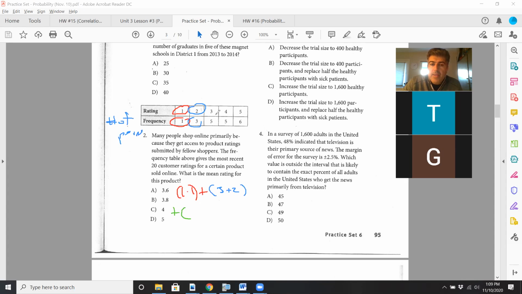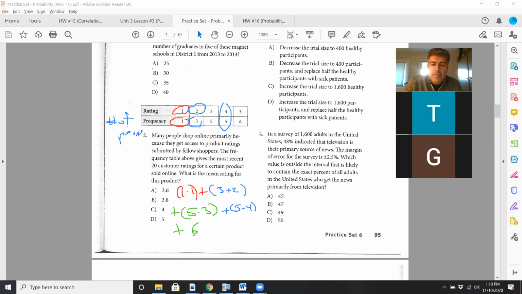How many people gave a rating of 3? 5 people. And then, Gabby, how many people gave a rating of 4? 5 people. 5 times 4. So think of that as being worth 20 points, right? Like, wow, 5 people gave a rating of 4. And then how many people gave a rating of 5, Gabby?